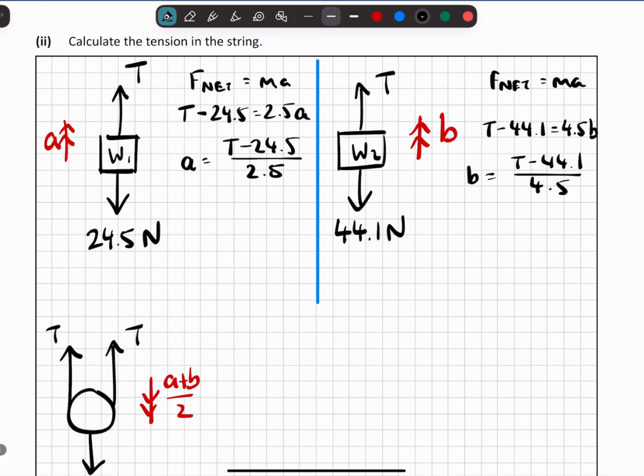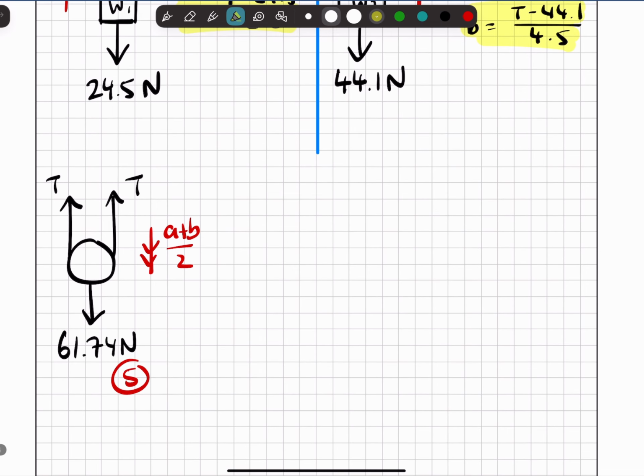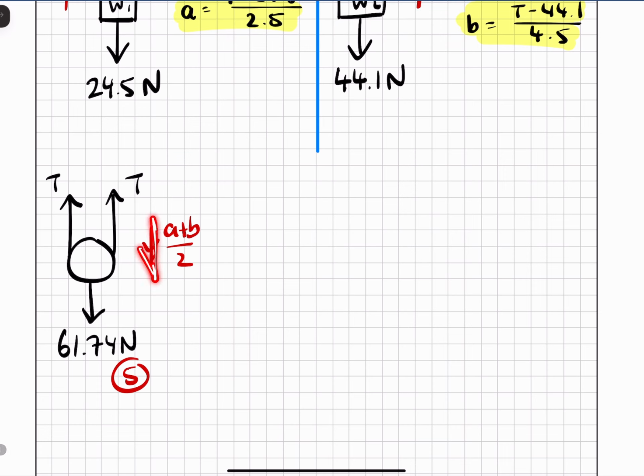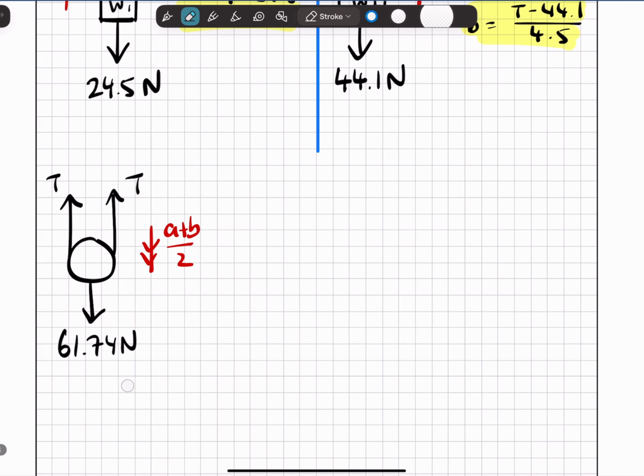We have our equation. I'm going to highlight them here in yellow. We have our equation for A. We have our equation for B. Next, I'm going to use them together to solve in here. So same idea again. It's moving down this time. The bigger force is the 61.